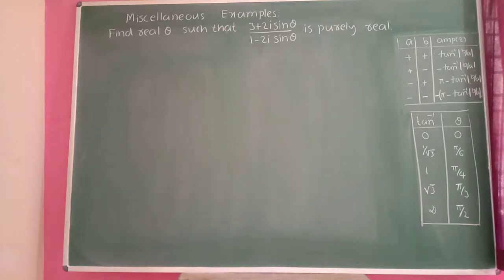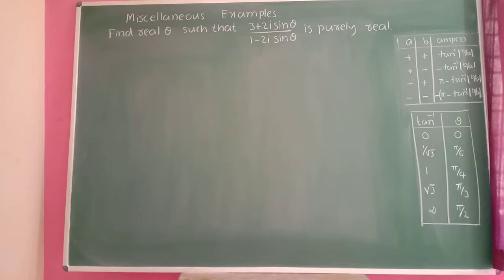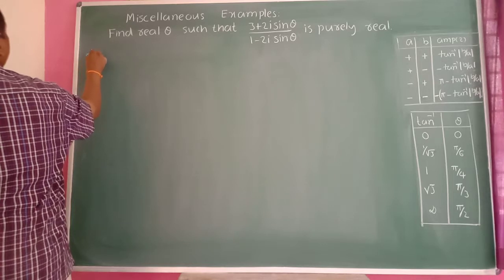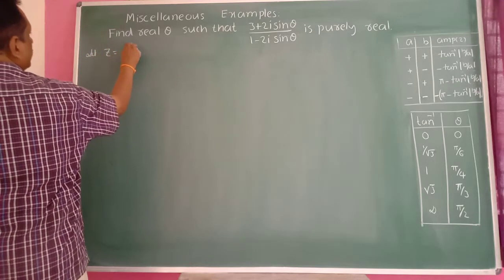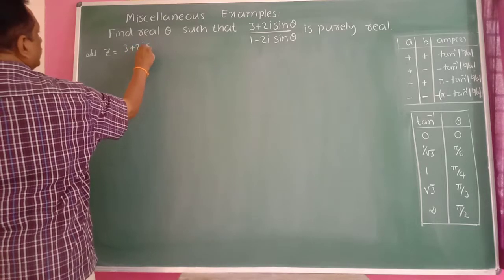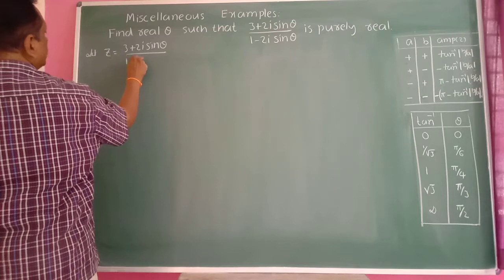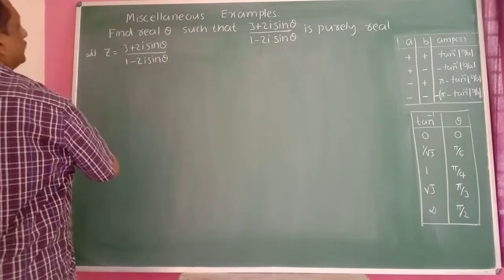So find real theta such that (3 plus 2i sin theta) upon (1 minus 2i sin theta) is purely real here. Let us consider the given complex number as z here. 3 plus 2i sin theta divided by 1 minus 2i into sin of theta.